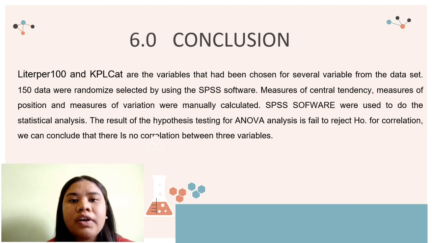The result of the hypothesis testing for the ANOVA analysis is failure to reject. For correlation, we can conclude that there is no correlation between the three variables.